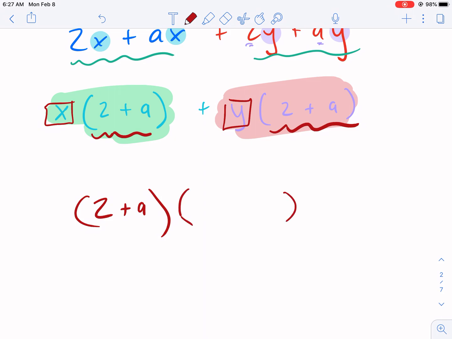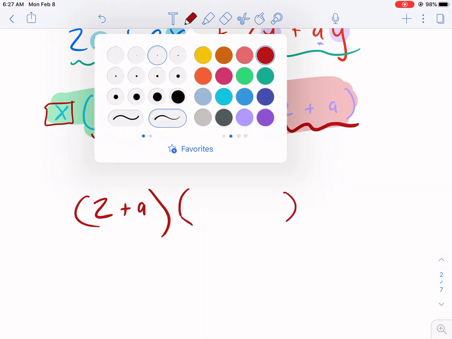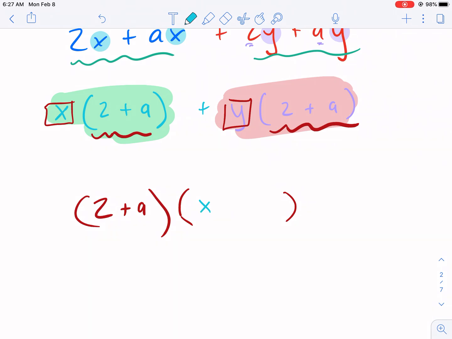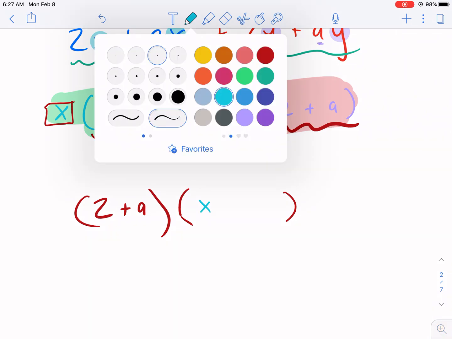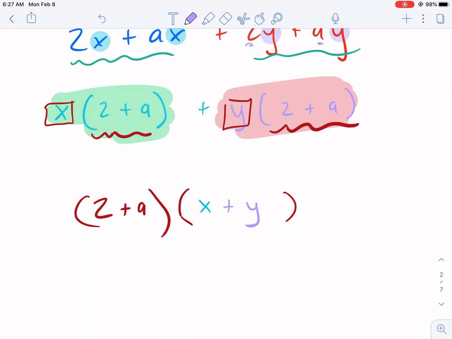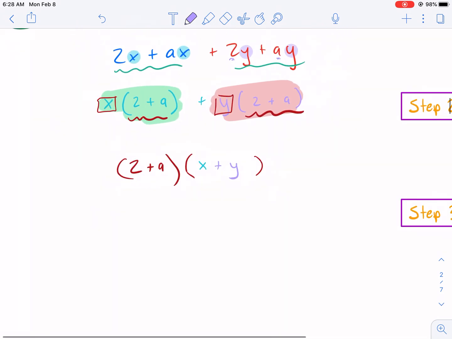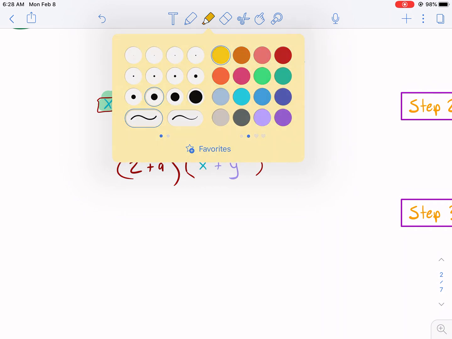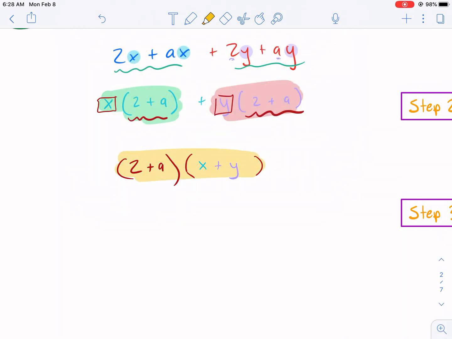So I'm going to put parentheses. And the factors that I did not take out, I'm going to add them together. So I have x plus y. And now I have this completely factored. This is my answer. A way to check it is we could distribute and we'd get the same thing.